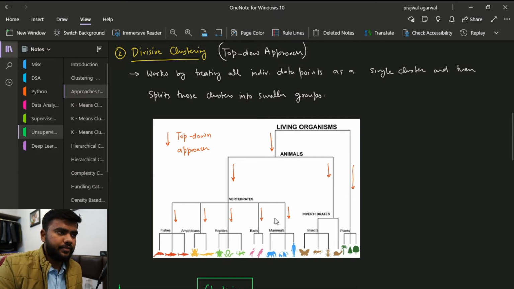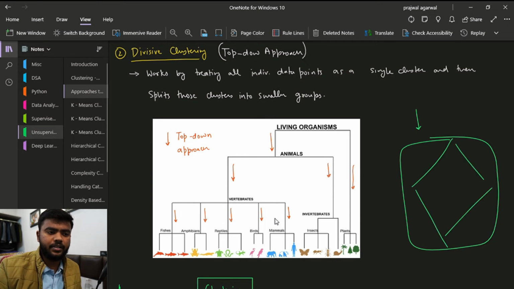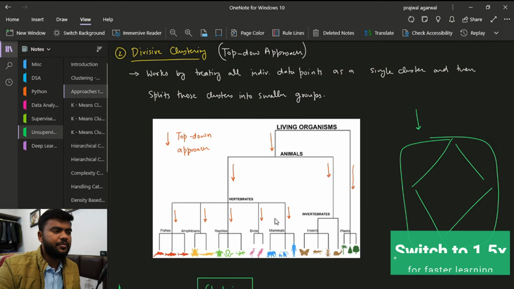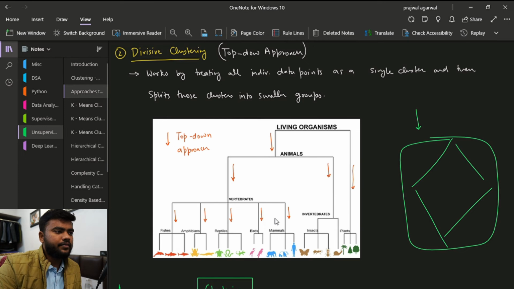The other type of clustering that we have is divisive clustering. In this type of clustering, we have a top-down approach. What we do is we consider that all the points are in one cluster, and then we divide the cluster into separate parts. Basically, we are dividing the clusters. So it works by treating all the individual data points as a single cluster, and then splits those clusters into smaller groups, so that we have living organisms that we split between animals and plants, then vertebrates and invertebrates. That is how we do it.